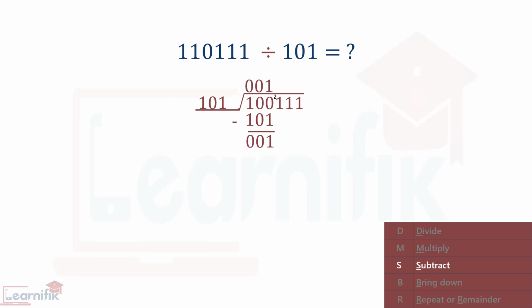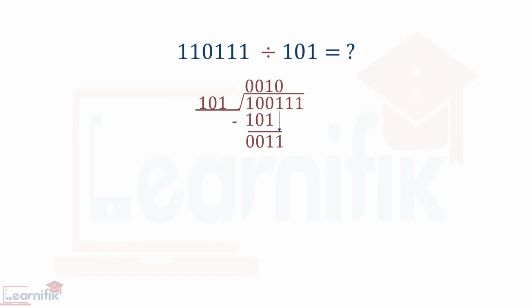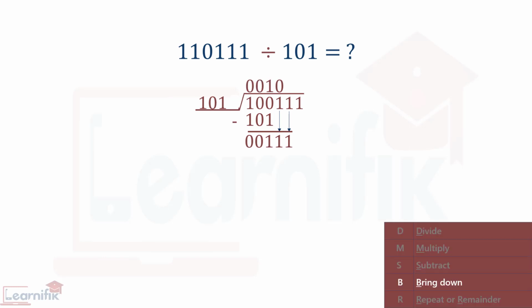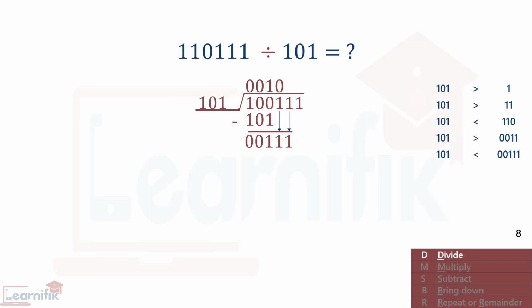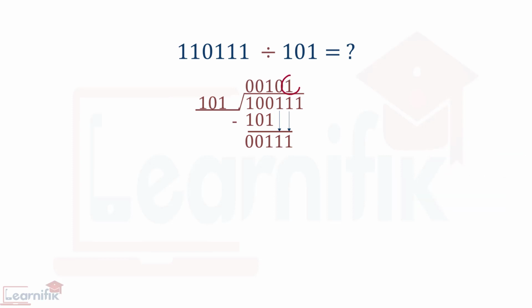Now bring down the fourth digit, 1. Now we will check if 101 is greater or less than 0011. 101 is greater than 0011, so that means 5 goes into 3 0 times. So write down 0 in the quotient area. So we'll bring down the fifth digit, 1, which we compare again. 101 is less than 111. That means 5 goes into 7 at least 1 time. So write down 1 in the quotient.